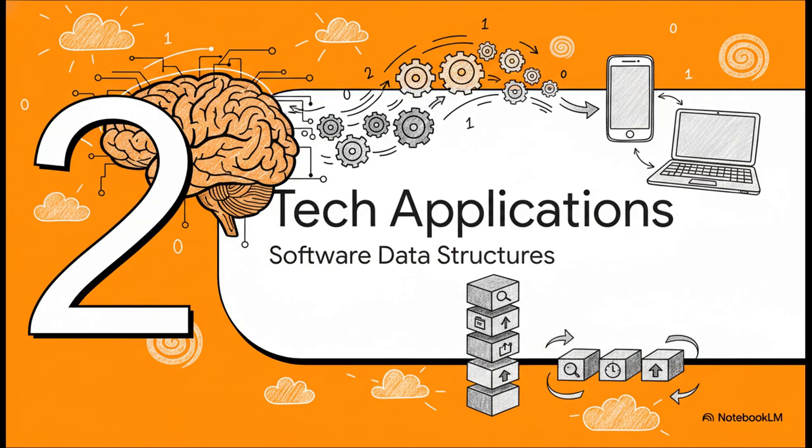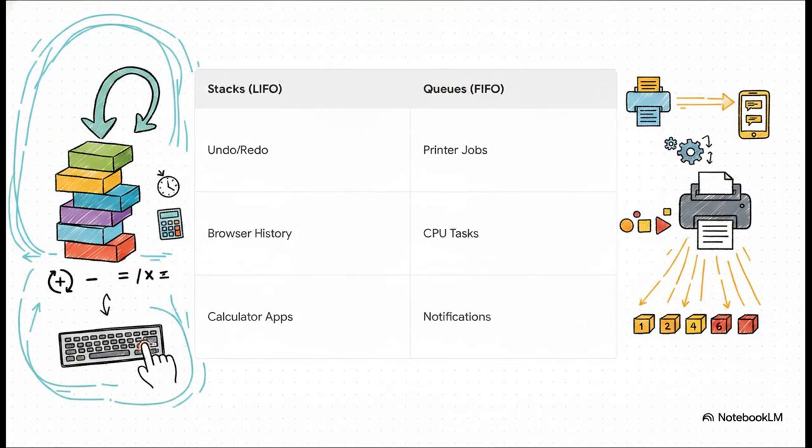Which brings us to the next part. Practical tech applications. How AI and software use these structures. Let's pivot for a second and see how these seemingly simple, everyday ideas actually power our daily digital lives in some incredibly complex software systems.